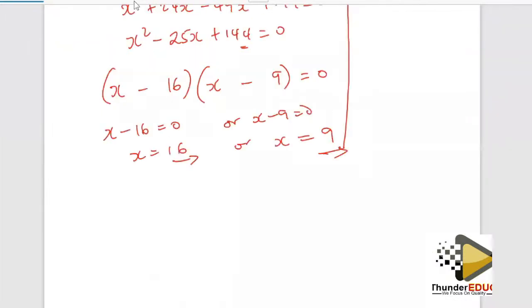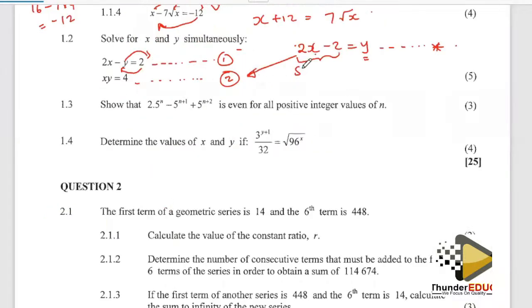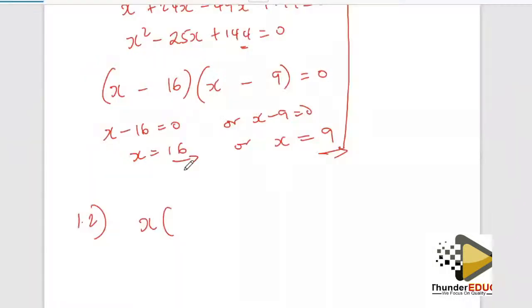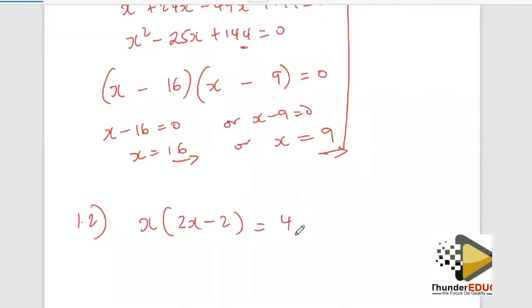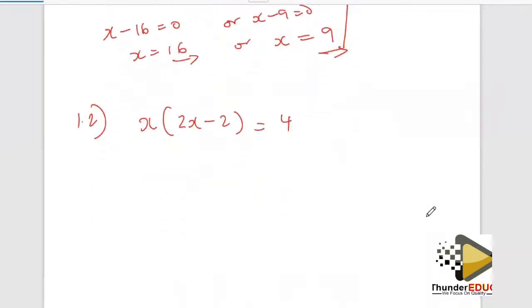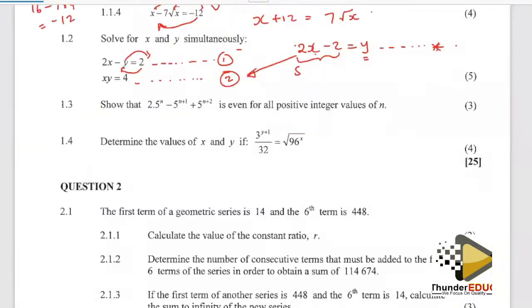Okay, so that's going to be x into, we said 2x minus 2. So x times 2x minus 2 is equal to 4. We need to see all those other steps of baptizing, naming them, and making this the subject before you can do the substitution.